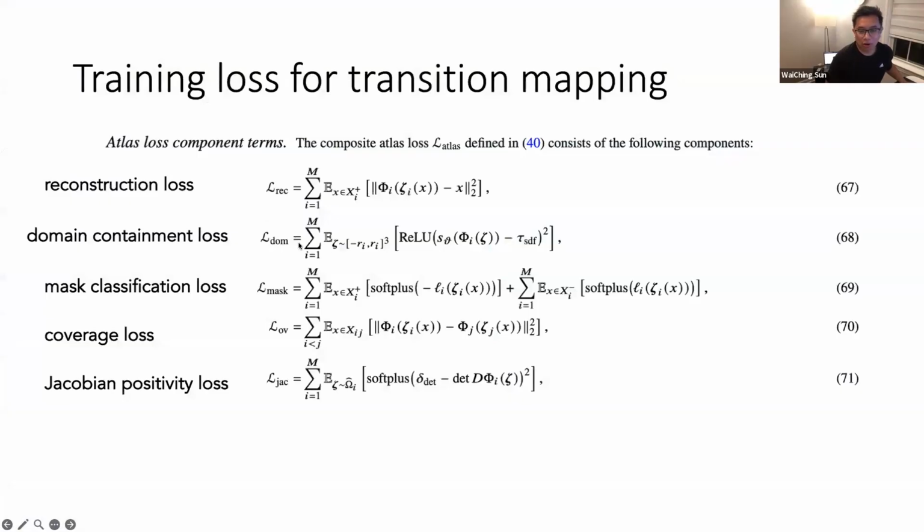We also want to make sure that if we have assigned distance functions, points that are inside remain inside and outside remain outside. And we want each of the coordinate charts covered by enough points. We will also want the Jacobian to exist, because otherwise there's no way we can linearize the problem.